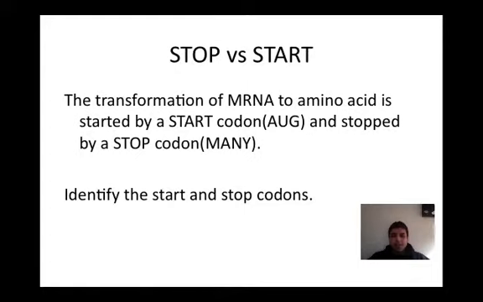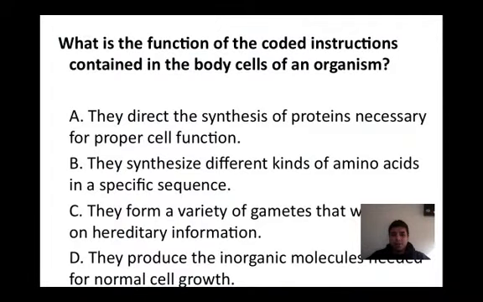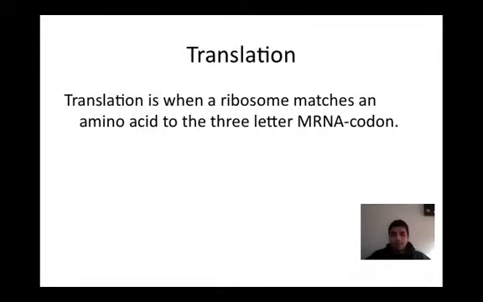So we talked about the start versus stop codons. How many stop codons are there? 3 stop codons. How many start codons are there? 1, and it is methionine. Don't forget that. Do not forget that.